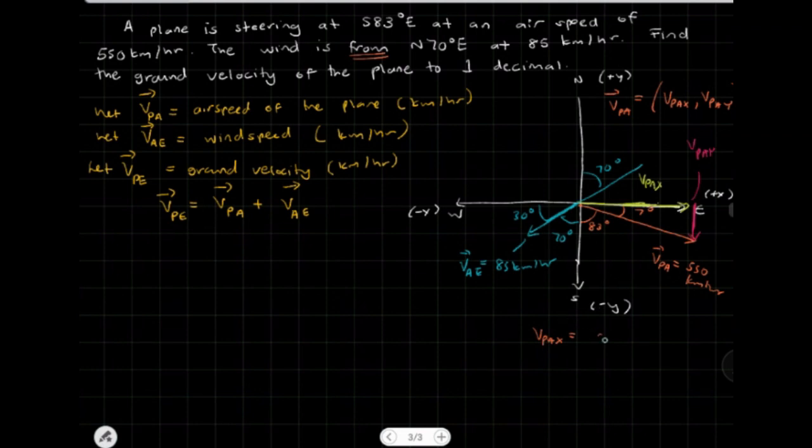And in this case, we have cosine 77 degrees times velocity of the plane, which is 550. Okay, so I'm going to punch this out. Make sure you keep your calculator in degrees, because we're basically given values in degrees. Cosine 77 times 550. So this is going to give me 545.9 kilometers an hour.